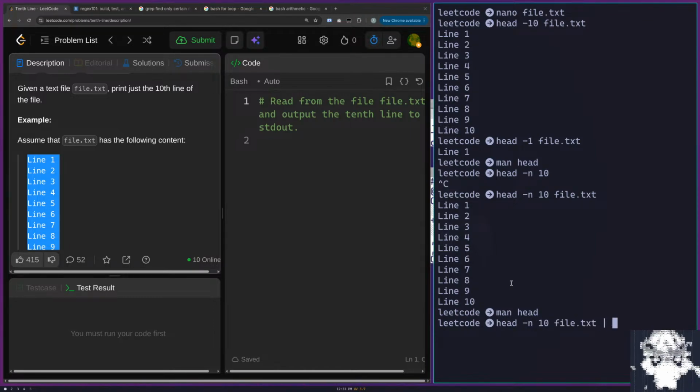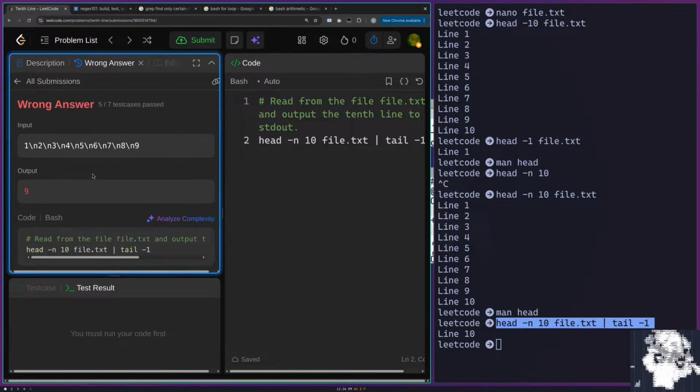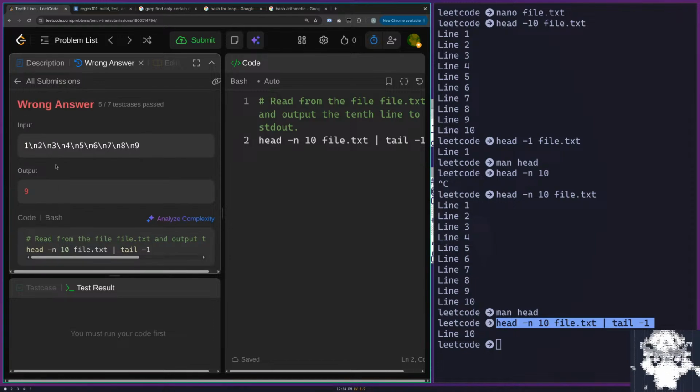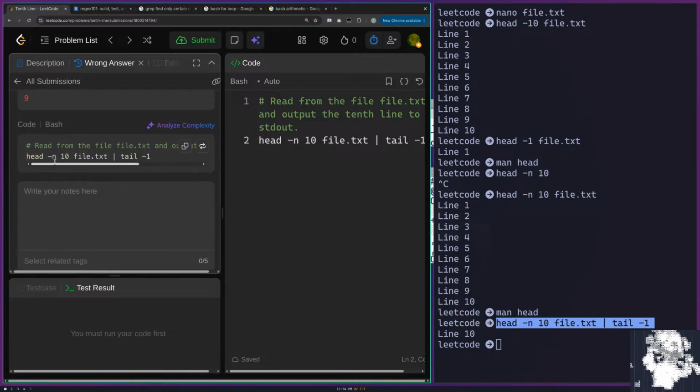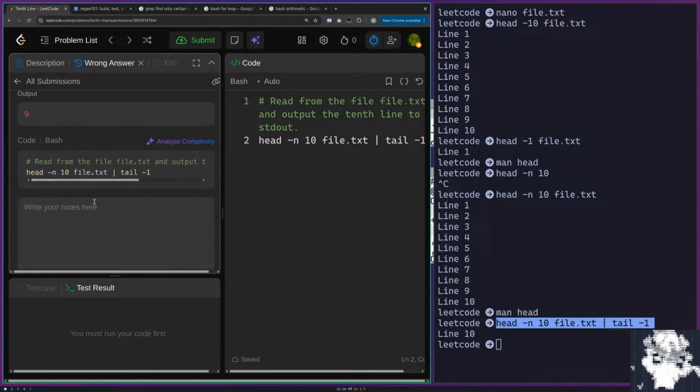Grab the first 10, pipe that into tail the first 1. Okay. And are they going to give me some edge case where the file has less than 10 lines? Of course they are. And they're not going to tell me what they expected?